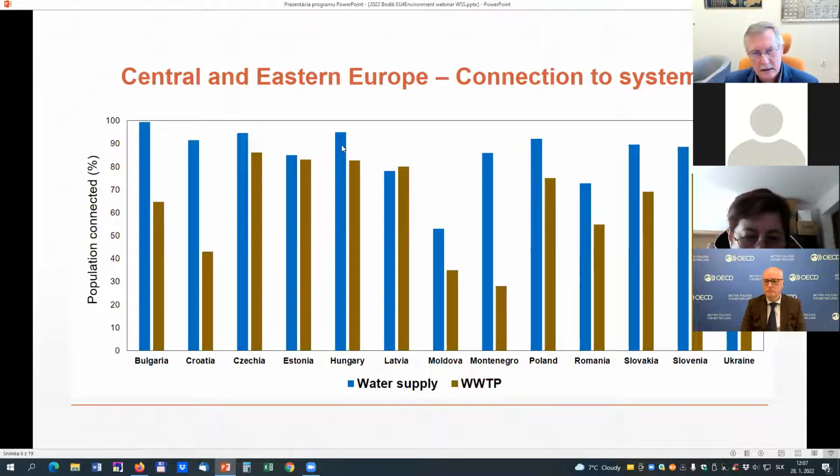I think there are some historical aspects for our post-communist countries, where drinking water connection was more important for the former politics, that we should give drinking water to people, and it was not so important to build effluent systems. So this is generally, I think, typical for our countries. And you can see that there are some gaps between water supply and wastewater treatment.